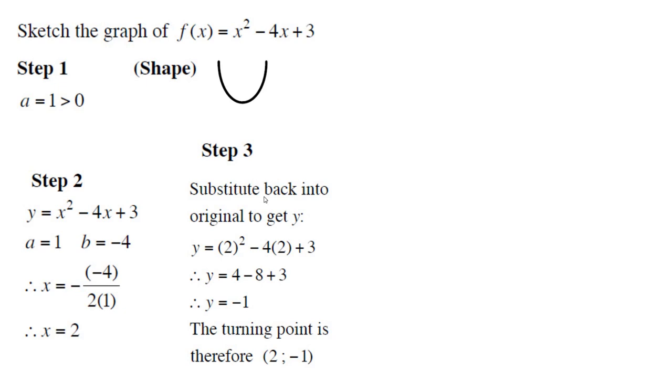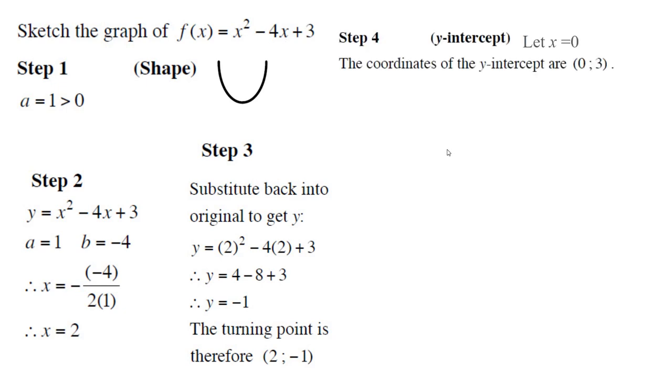We substitute that back into the original equation. 2, we put it in, we get minus 1. Now we've got the turning point. Now, you don't have to do that first. I think in Mr. Autry's thing, he always goes, let x equal 0 and get the y-intercept. So if you put 0 in for x, you get 0 times 0 minus 4 times, that's nothing, plus 3. So 0 and 3 is the y-intercept.